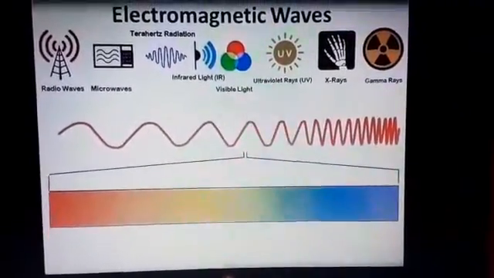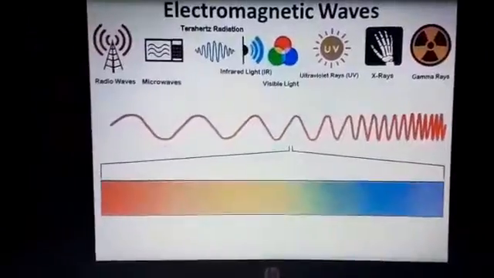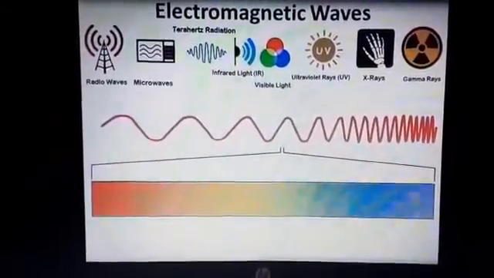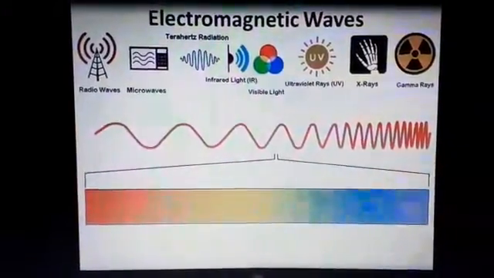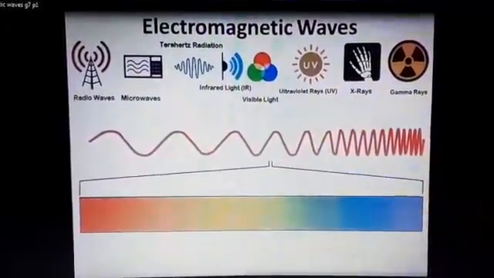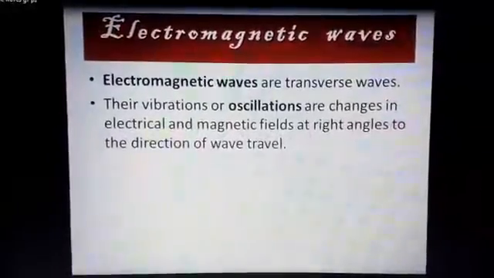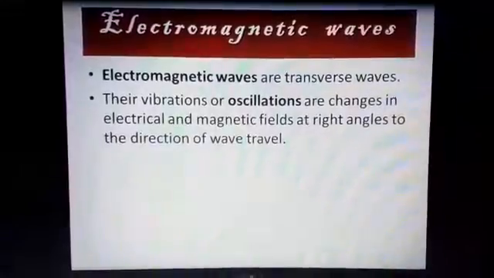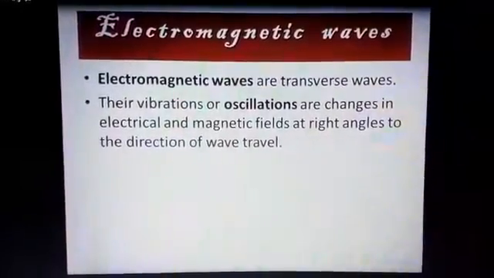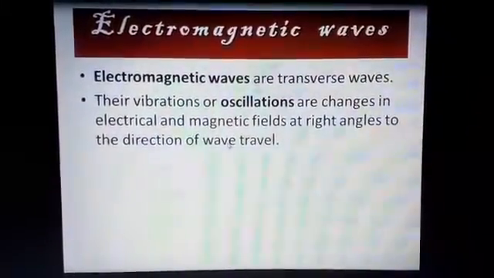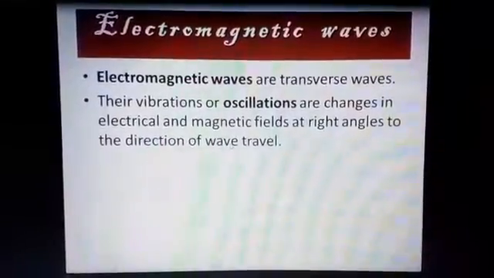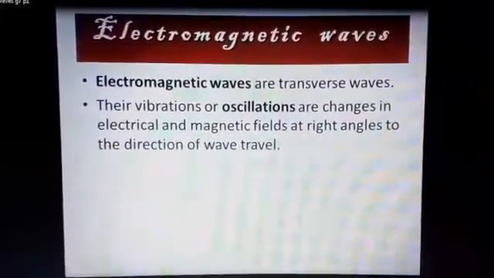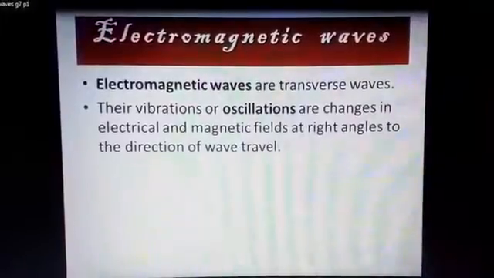Okay, now grade 7. This is about types of waves that we have been using a lot in our daily life, which is electromagnetic waves. Now, electromagnetic waves are transverse waves, which means they go up and down. Now, why do we call them electromagnetic? Because they change the electrical and magnetic fields at right angles.